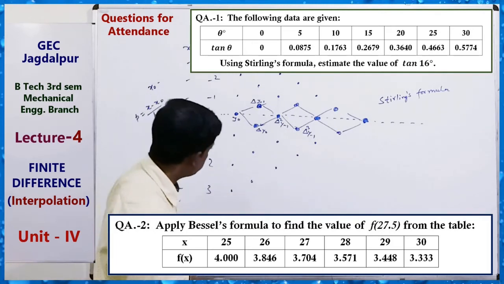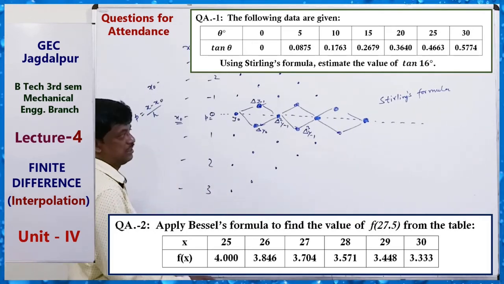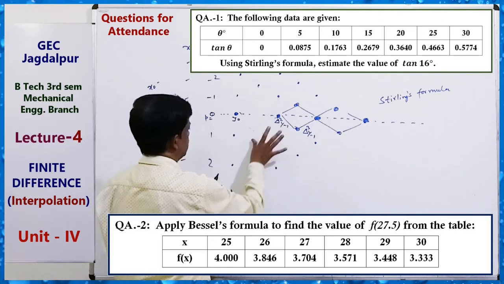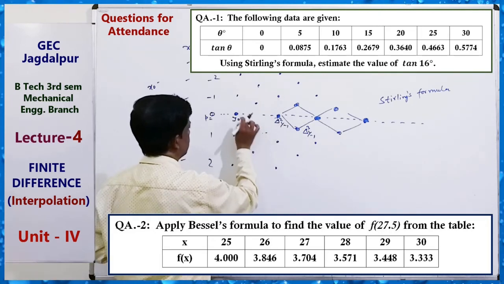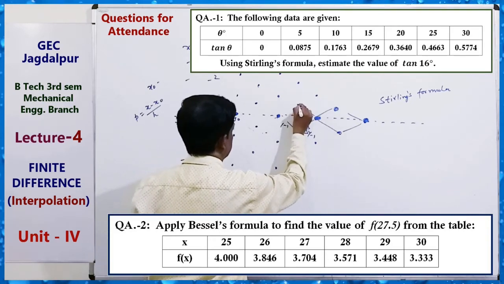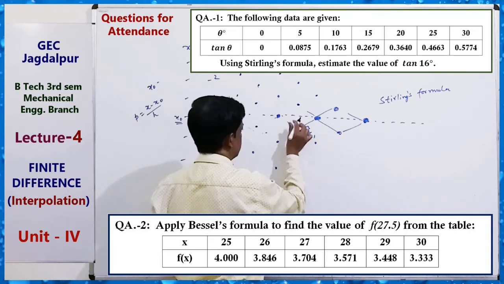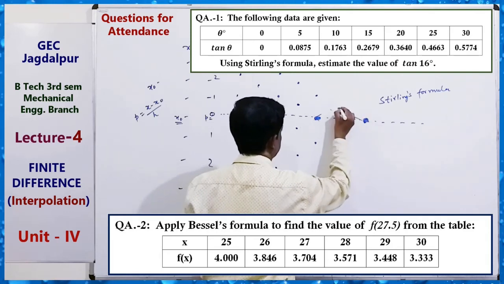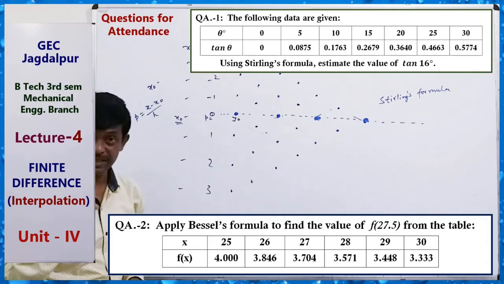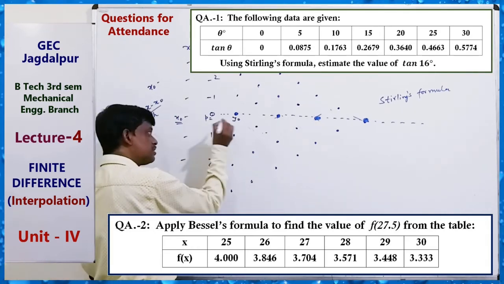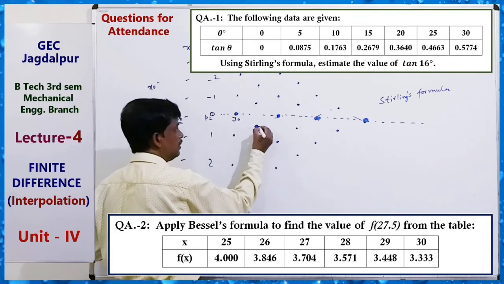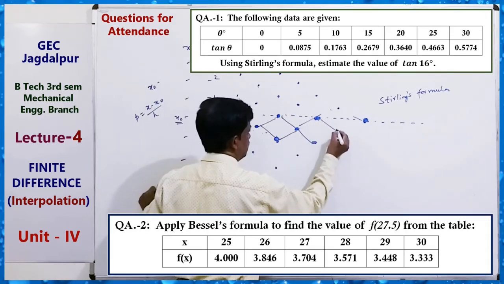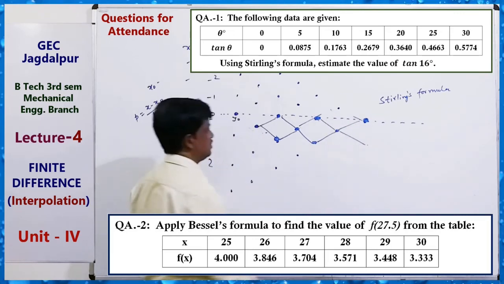That is Stirling's formula. For Bessel's formula, just below the line, first take y0 and then take it, and then the average of this, then this, then the average of this, and then this, then the average of this, just like this.